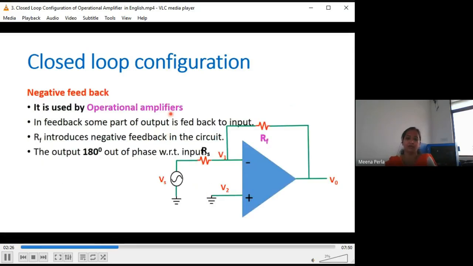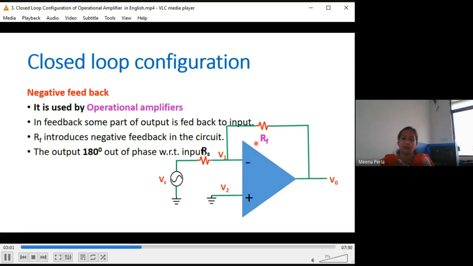So the next one is negative feedback. It is used in operational amplifiers for amplification. In this type of feedback, the output signal is 180 degrees out of phase with respect to the input signal. Here, this circuit shows an operational amplifier which is provided with a negative feedback signal. So here the feedback resistor has been used, where the output is fed to the input with the help of the RF resistor. So the RF resistor has been shown.